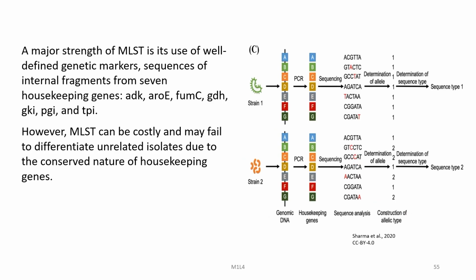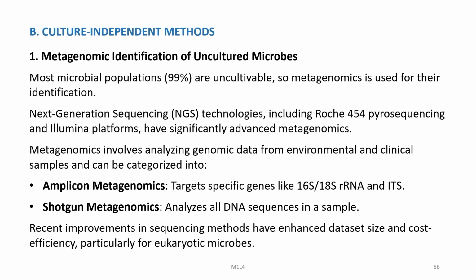So, a major strength of MLST is its use of well defined genetic markers, sequences of internal fragments of 7 housekeeping genes as already mentioned, like ADK, ROE, and then FAMC, GDH, GKI, PGI and TPI are used. However, MLST can be costly and may fail to differentiate unrelated isolates due to conserved nature of housekeeping genes.